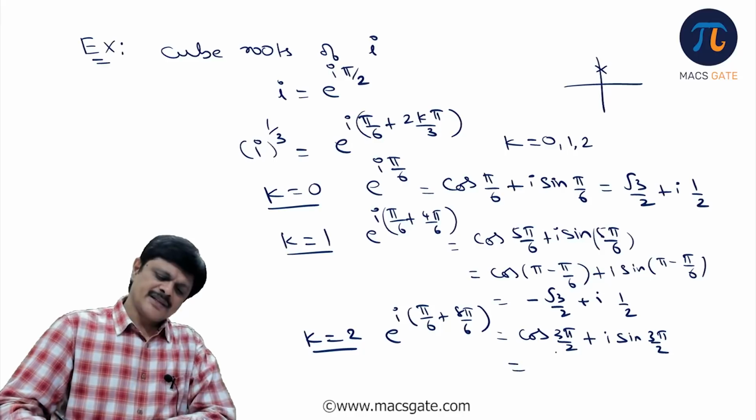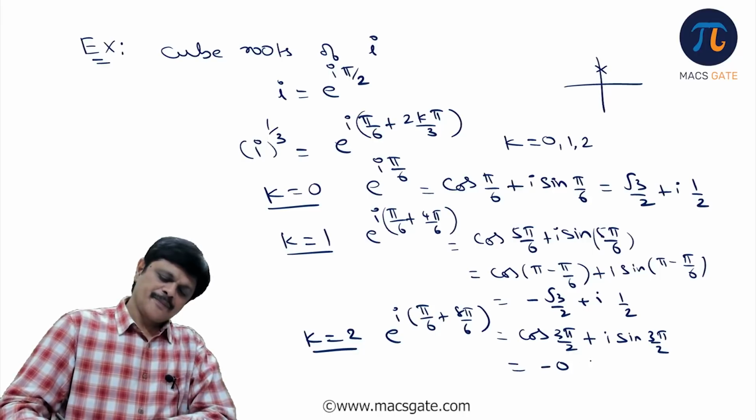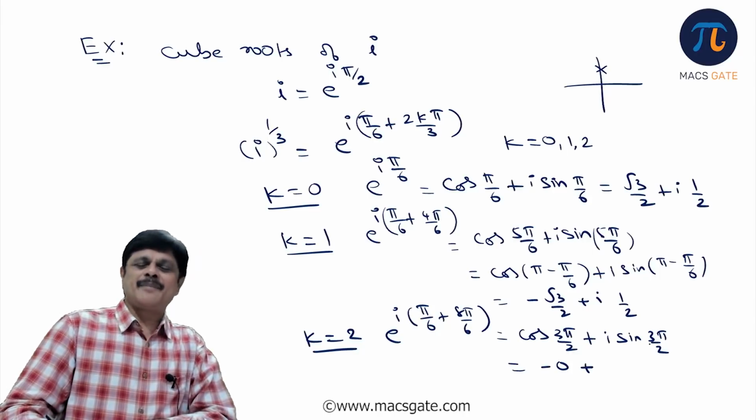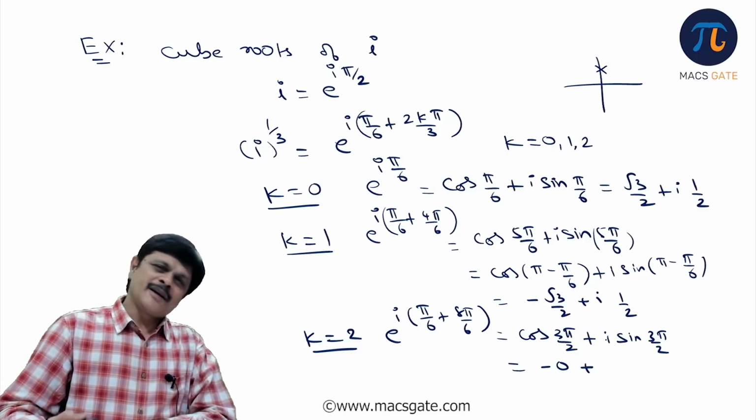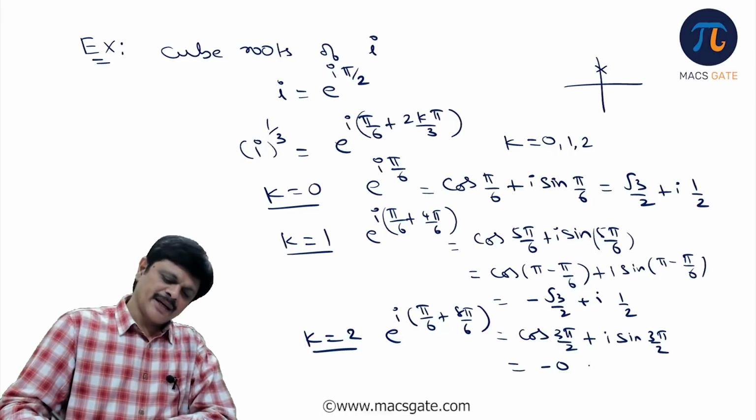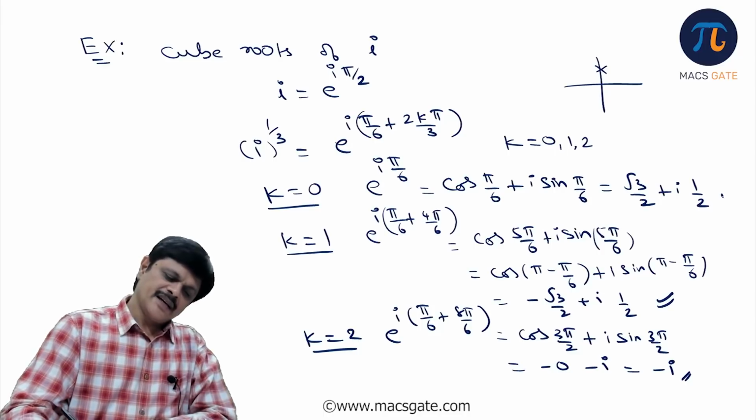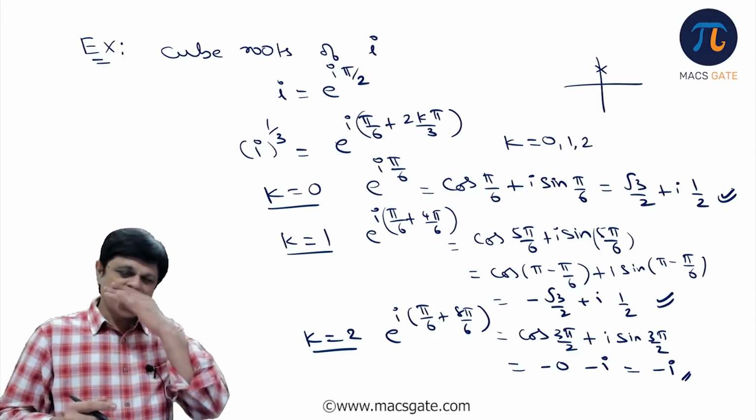Simplification. That is cos pi by 2 plus pi means cos pi plus pi by 2, cos will remain cos only, minus cos pi by 2. Minus cos pi by 2, how much, sir? Cos pi by 2 is 0. So it is 0 plus sine pi plus pi by 2. Sine will remain sine only, but in third quadrant sine is negative, so you get minus I. So what is the answer, sir? Minus I for this. So these are the cube roots of I.